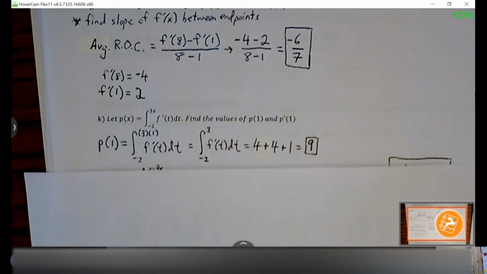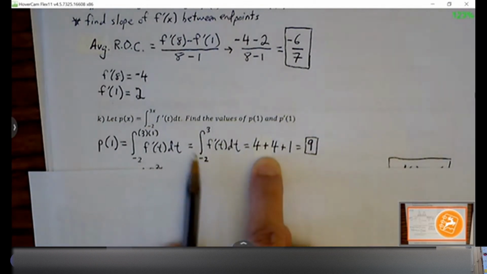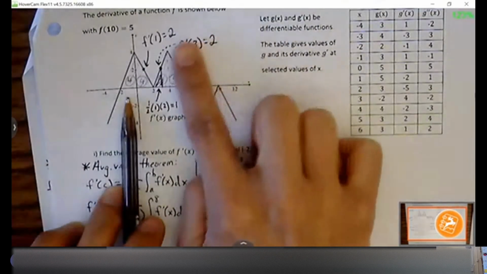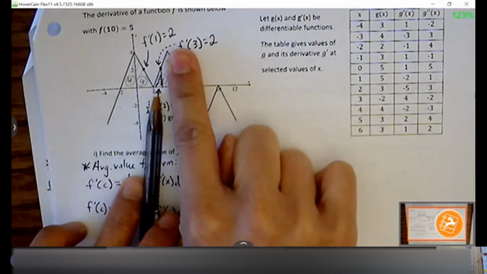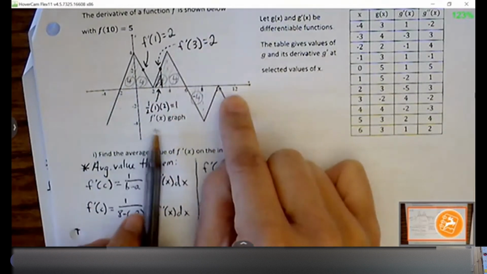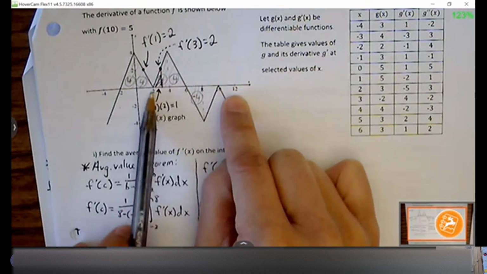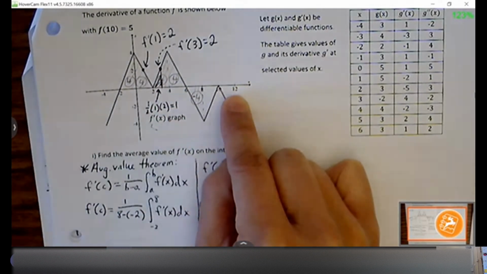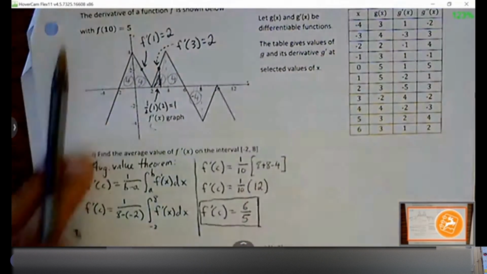Second theorem, yes. Can you go over how you got 4 plus 4 plus 1 again? Yeah, so we find the region on the f prime graph between -2 and 3. So between -2 and 3, we just total these 3 regions here. So 4 plus 4 plus 1. Oh, okay. And this is a smaller triangle here, so my dimensions are a little bit smaller here. Okay.